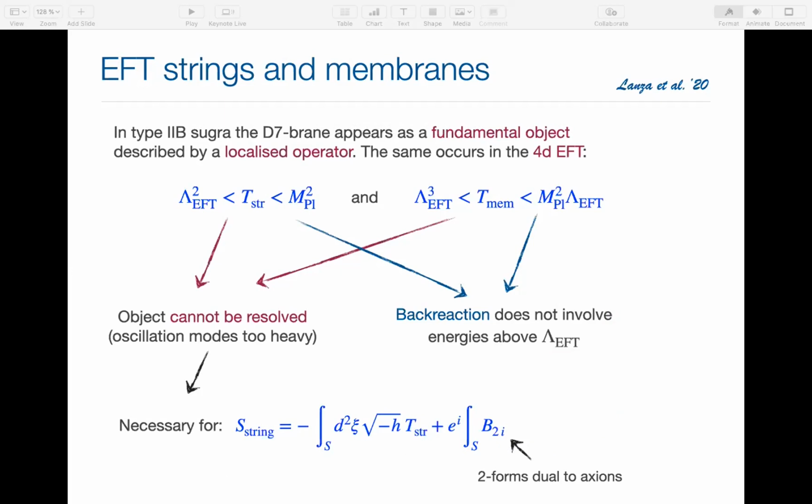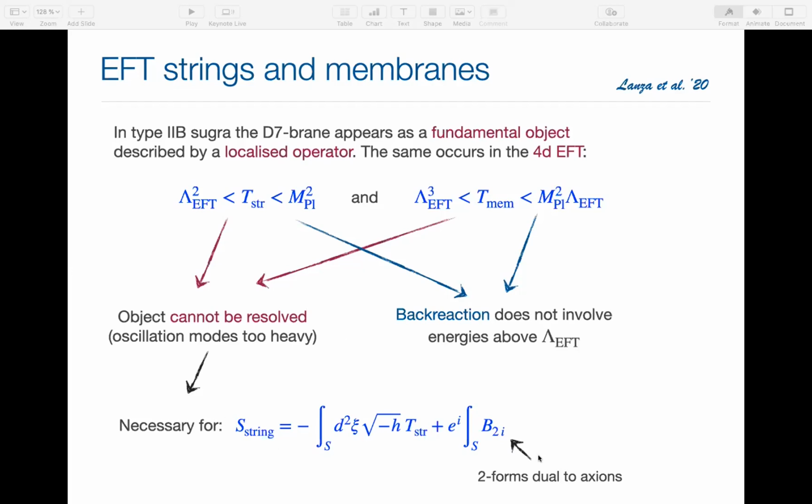So what are the key ingredients that we saw? Well, the first ingredient is that this is a fundamental object. So these membranes in type IIB, we just characterize in terms of some localized operator. And when we do dimensional reduction to 4D, this is not going to change. We are going to see a four-dimensional string that comes with an action of this form, a localized surface operator.